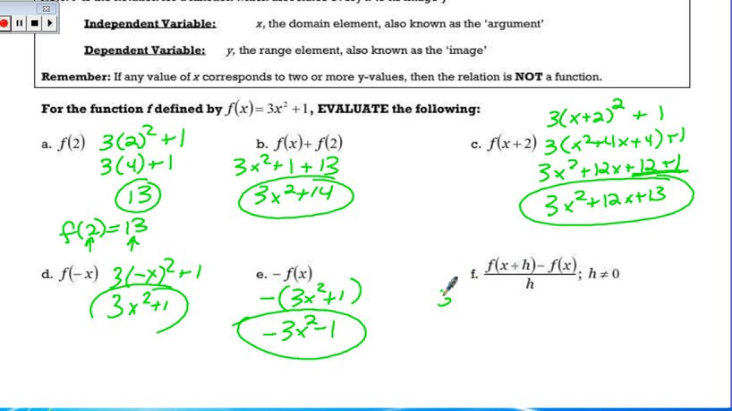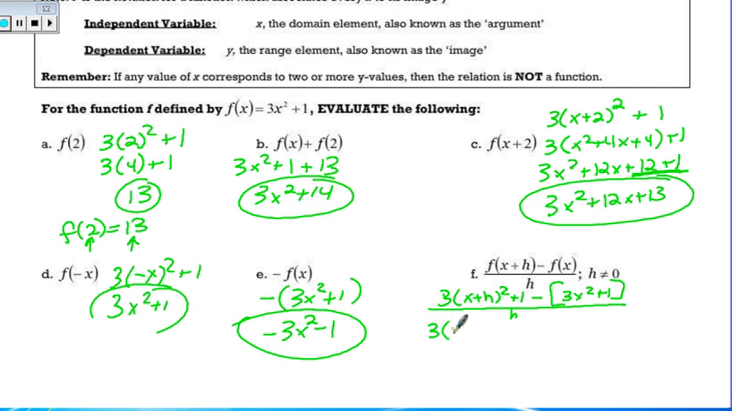So we're going to have 3 times (x plus h) squared plus 1 minus. Whenever I'm subtracting more than one term, I like to put a big bracket so that I remember to distribute to both parts, and all that's going to be over h. f of x is just the function up there. Now let's go ahead and multiply this out.